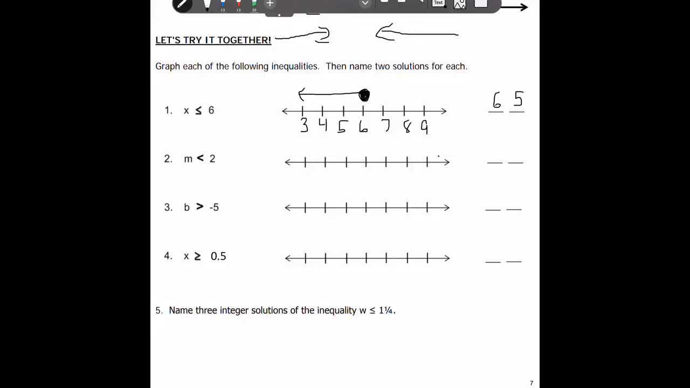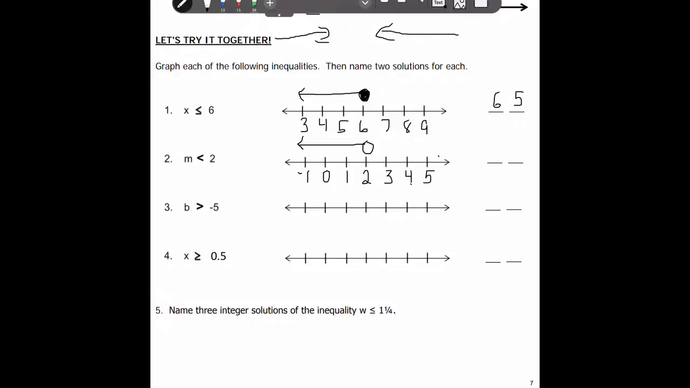Number 2, m is less than 2. Let's start our number line with 2 in the middle. I'm going to label all values to the left and right of it. Now we're going to place a circle directly above the number 2. Say to ourselves, do we need to fill in this circle? Well, it's just a less than, not equal to, so I'm not going to fill it in. And then we must draw our ray to the left of this circle because it is a less than symbol.